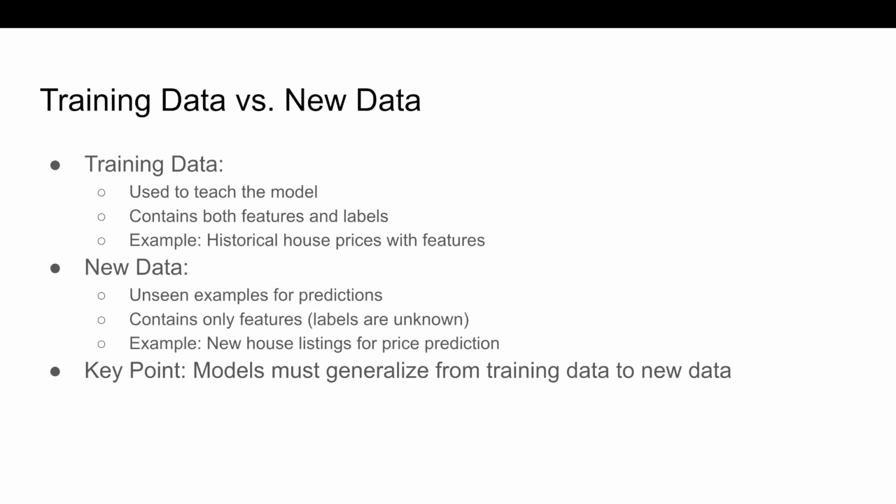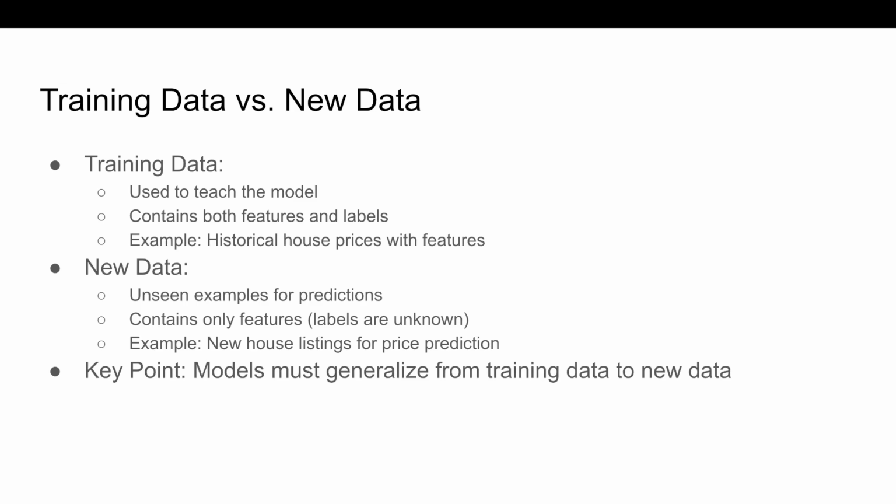Now that we've covered features, labels, and models, let's discuss a critical distinction in machine learning: training data versus new data. Training data is the dataset used to teach the model. It consists of examples where both the features and the corresponding labels are known. For instance, in the house price prediction example, the training data would include historical records of houses with their features, square footage, number of bedrooms, etc., and their actual selling prices, labels.